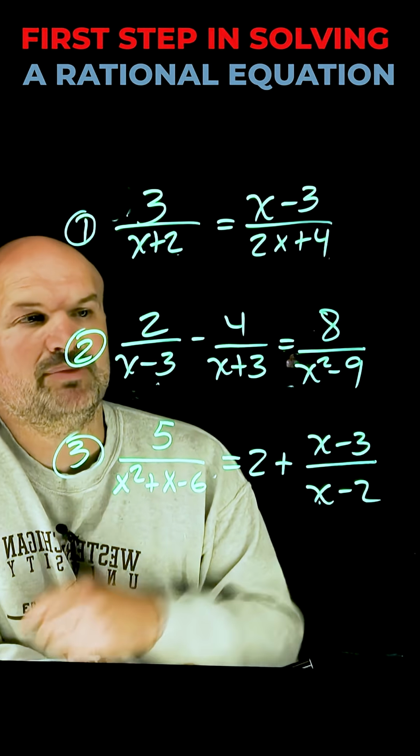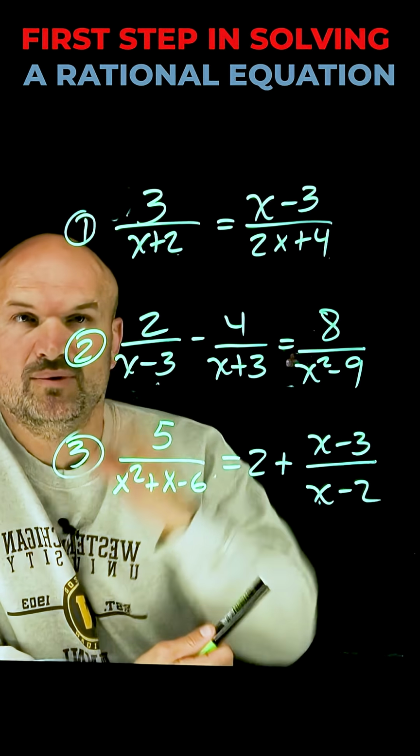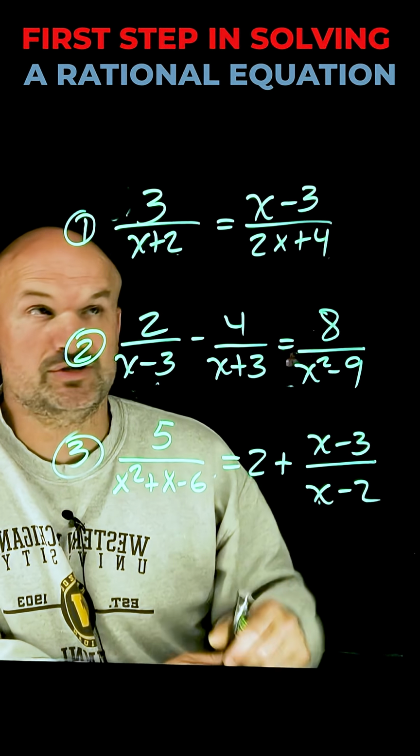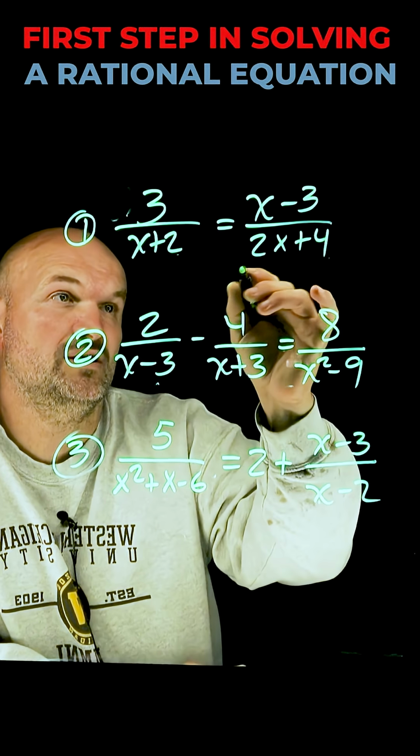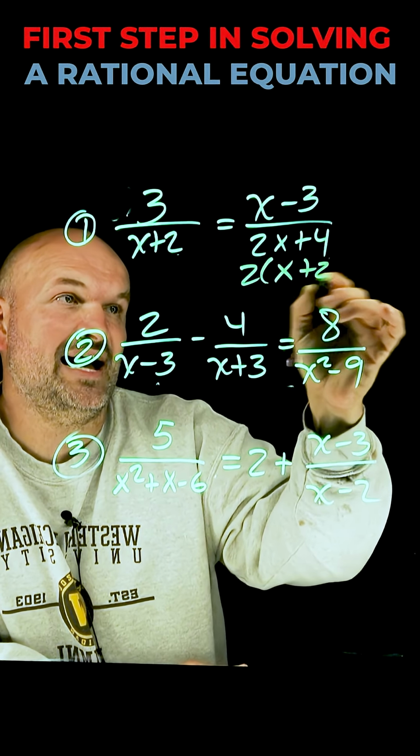Let's go over the first step I would apply for each of these different rational equations. Whenever I'm looking at a rational equation, I always want to look for opportunities to factor. In this case, you can see I can factor out a 2 from the 2x plus 4. So when doing that, I get a 2 times x plus 2.